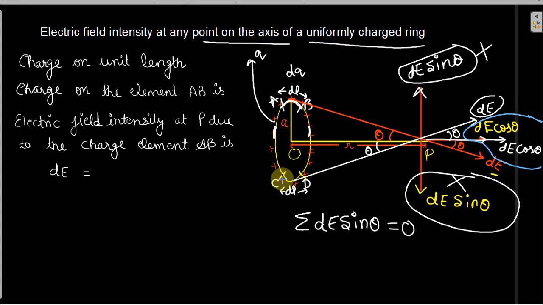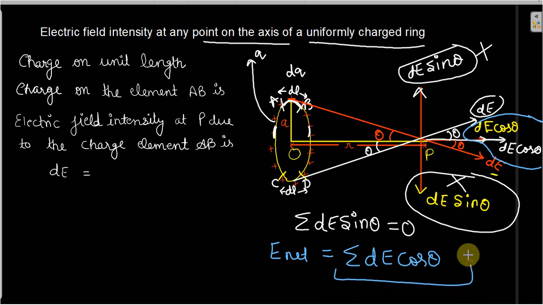Like that, there are so many elements, so the net electric field will be due to the summation of all electric field components along the x-axis having cos theta with them. So the resultant electric field intensity will be due to these components. So now we will calculate the value of the net electric field.